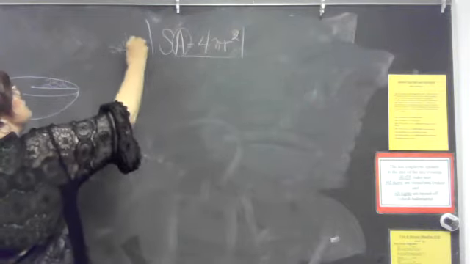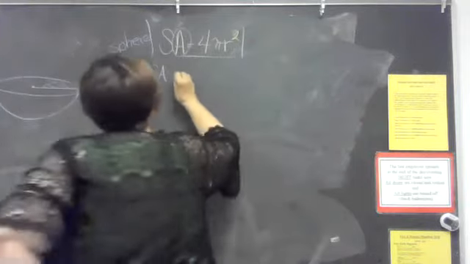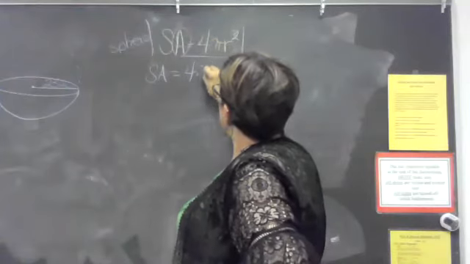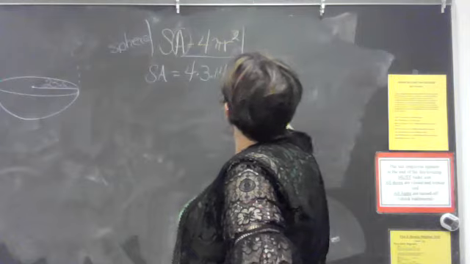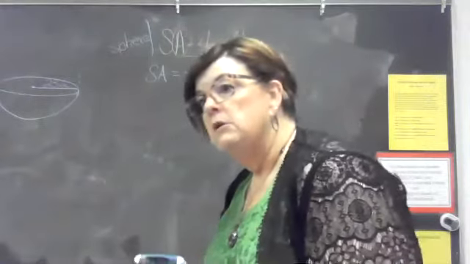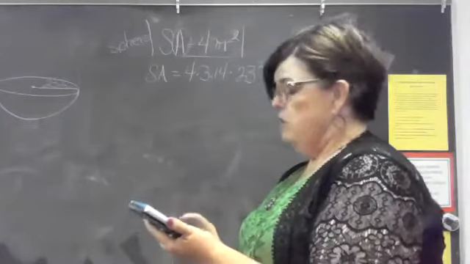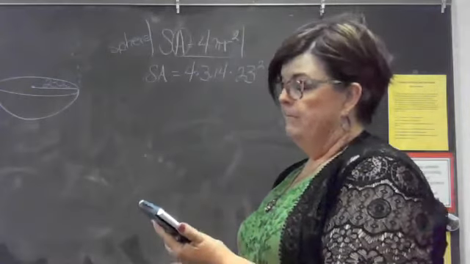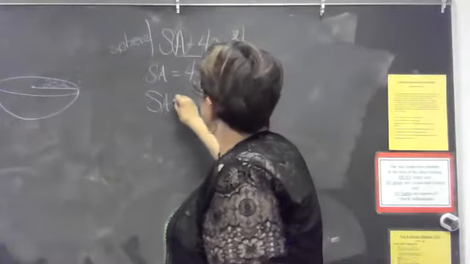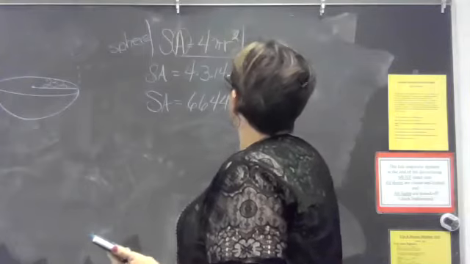Okay, let's go ahead and find this. This is the whole sphere. We still need to find the entire sphere. So our surface area, if we were finding the whole thing, is this formula: surface area equals 4 times 3.14 times 23 squared. Are y'all okay with this? To find half a sphere, you've got to find the whole sphere. 4 times 3.14 times 23 squared equals 6644.24 inches squared.